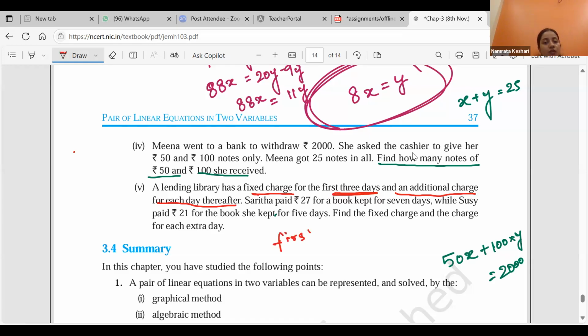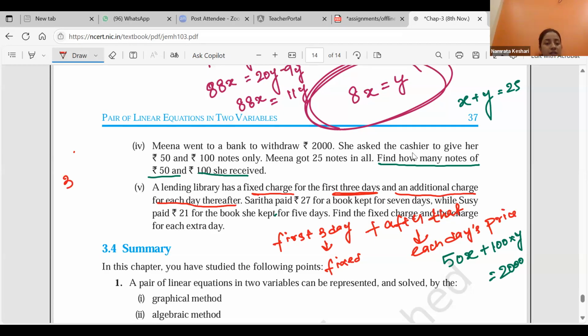First 3 days fixed charge will be applicable, and then after the first 3 days, each day's price we have to pay. That's what is written in the question. Sarita paid rupees 27 for a book kept for 7 days. So for the first 3 days, she must have paid a fixed charge, and then for the fourth day, fifth day, sixth day, seventh day, those 4 days' price she must have paid. Yes or no?